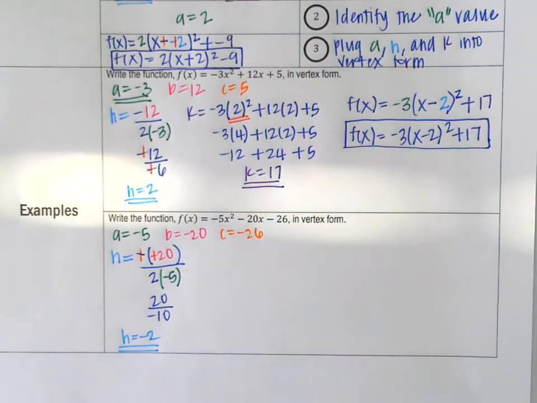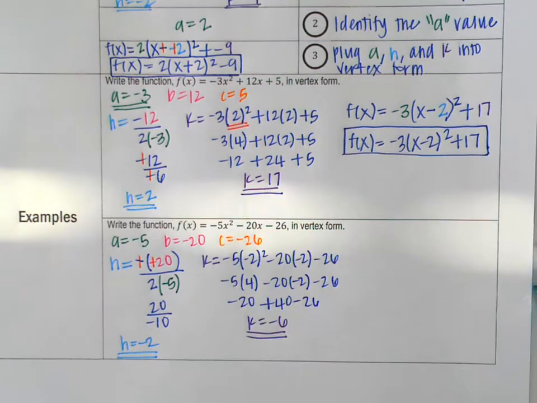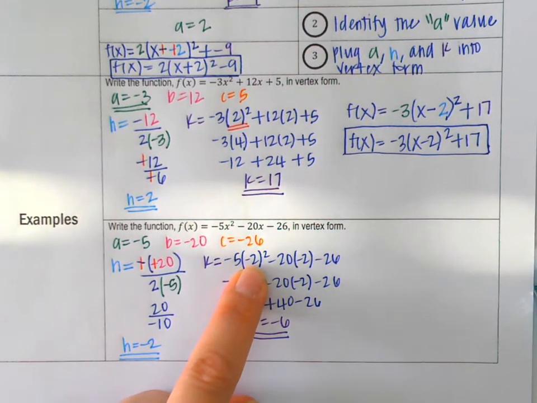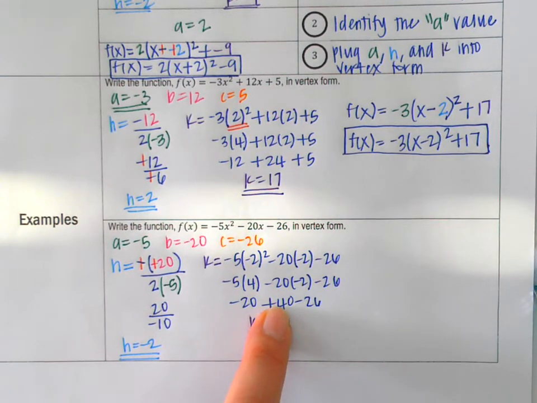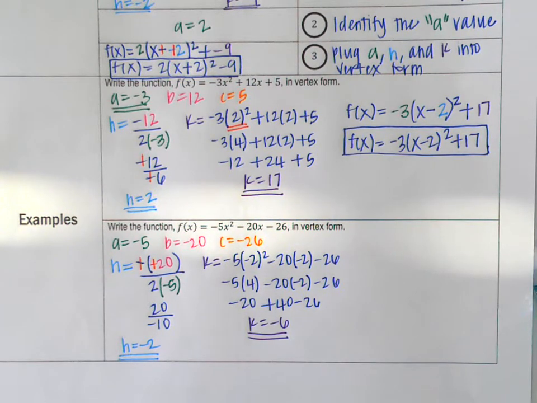So now what I want you guys to do, plug in -2 to get your K value. I'm going to pause my video here and do that as well. Okay, so I got my K value to be equal to -6. Again, make sure we're doing exponents first. We're then multiplying. -20 times -2 got me that +40. And then I get K equals -6. So be careful. Take your time here. Make sure you're not making a mistake on the Y value because you're not following your order of operations.